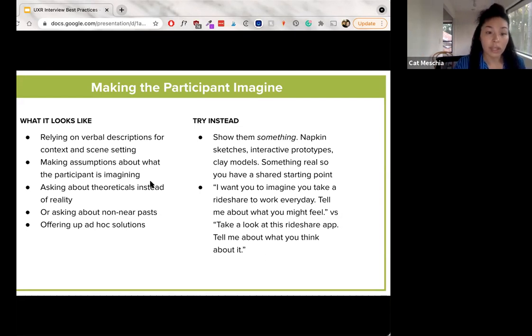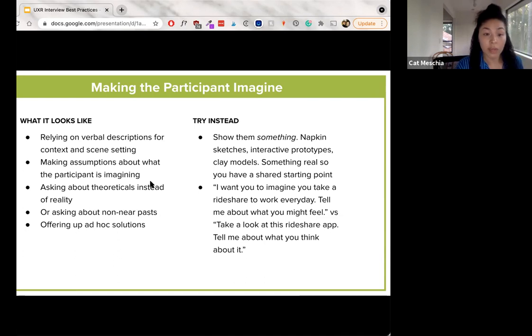It can also look like asking about theoreticals instead of reality. So if you're asking about flying cars or a situation that doesn't apply to someone, they're not going to have a lot of great insight for you. You're not asking them to be a creative brainstormer with you. You're asking about their real lived experiences.